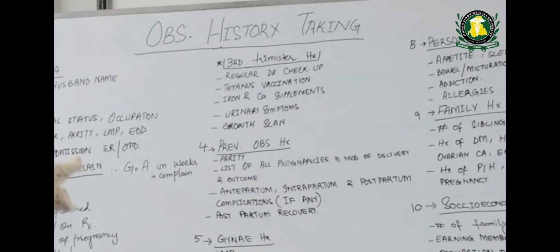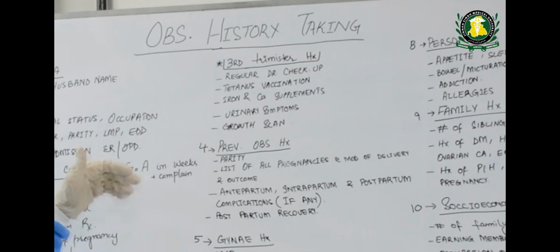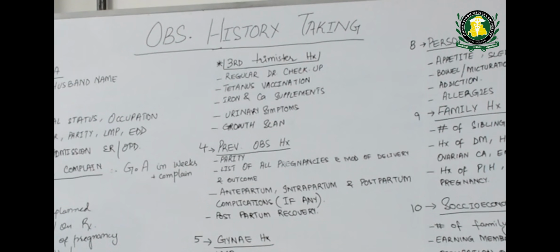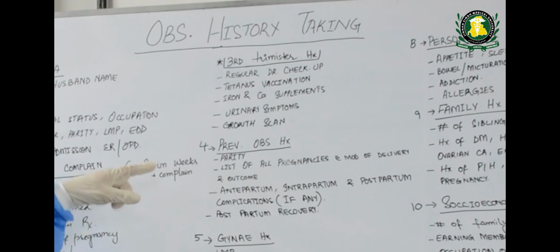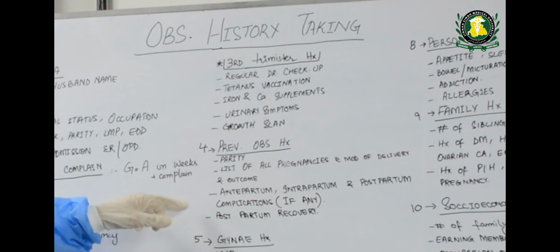Then comes the fourth component of OBS history, in which we will inquire about the parity of the patient, a list of all pregnancies that she had in the past. We can mention it in tabulated form with the gestational age at which she delivered the baby, the mode of the delivery, where she delivered, whether in hospital or home delivery, and the outcome of the delivery. And we will also inquire about antepartum, intrapartum and postpartum complications if she had any in her previous pregnancy, and how was her postpartum recovery.